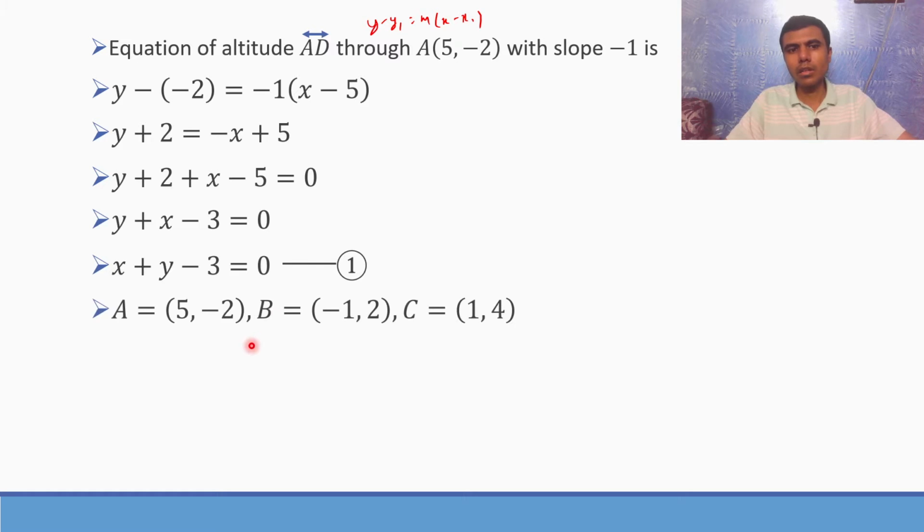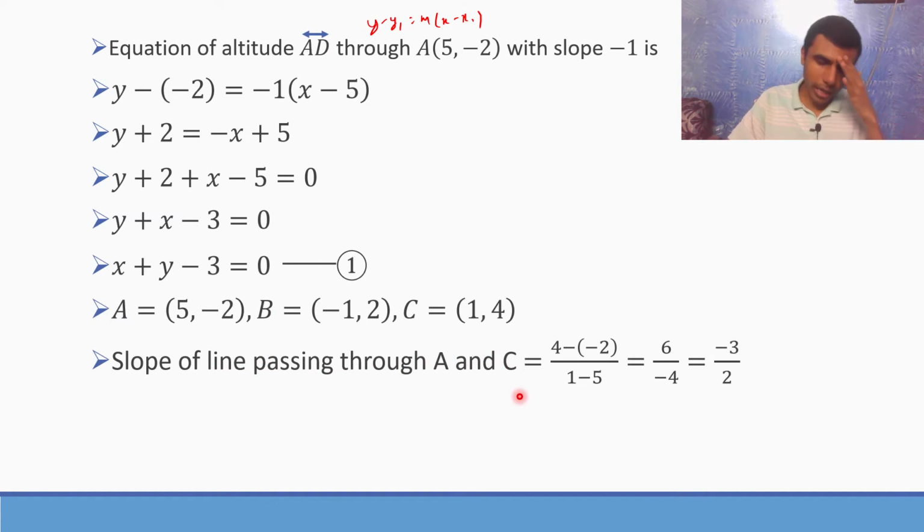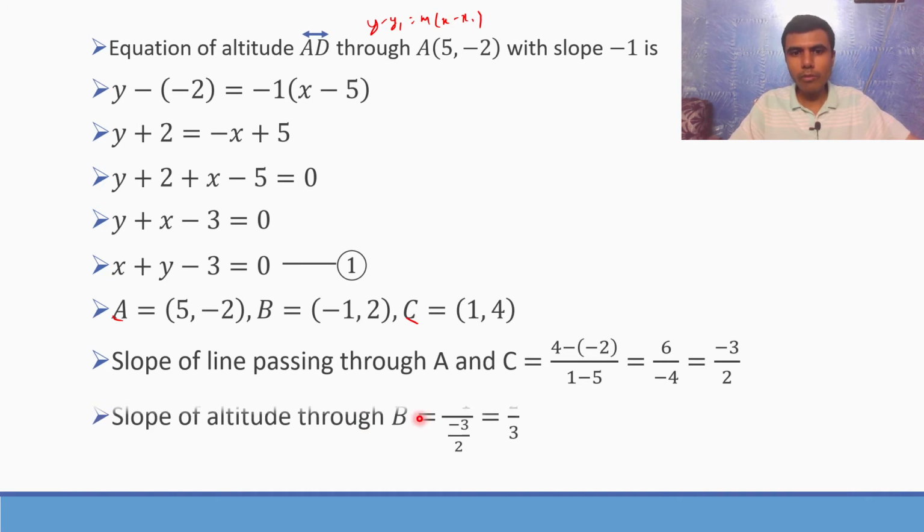Hope it makes sense. Now the slope of the line passing through A and C is nothing but 4 minus of -2 by 1 minus 5. See these two points, this and this: 4 minus of -2 by 1 minus 5, y2 minus y1 by x2 minus x1. So 4 plus 2 by 1 minus 5, so 6 by -4, which is -3 by 2. Now the slope of the altitude through B will be -1 by -3 by 2, minus minus cancel, 2 by 3.